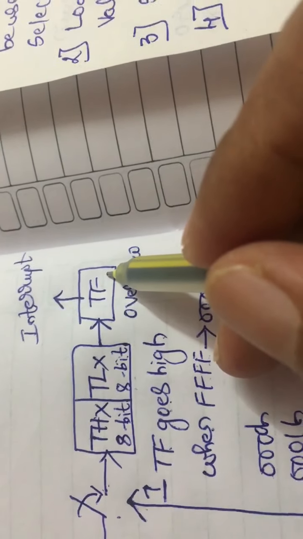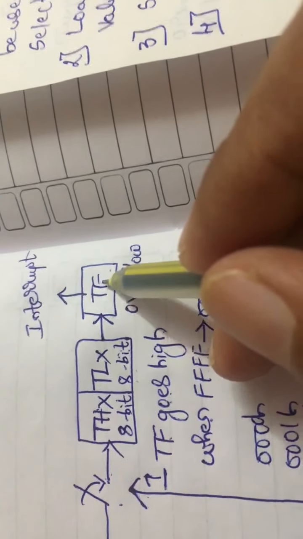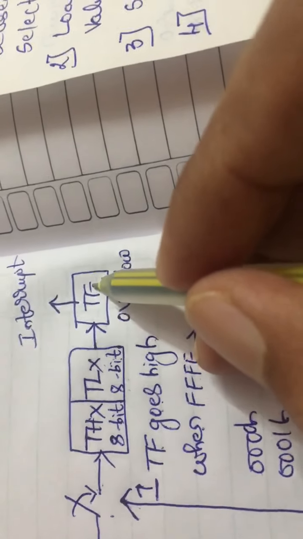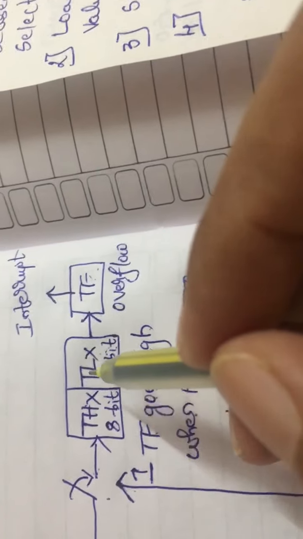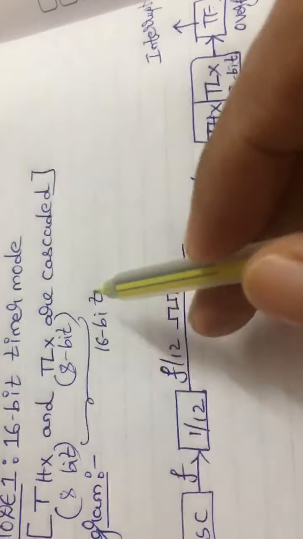So the programmer will come to know whether the counter has reached 0000H. If it is not equal to 0, then the programmer will come to know that the timer or counter is still in running mode. Okay, so this is about the 16-bit timer or counter mode.